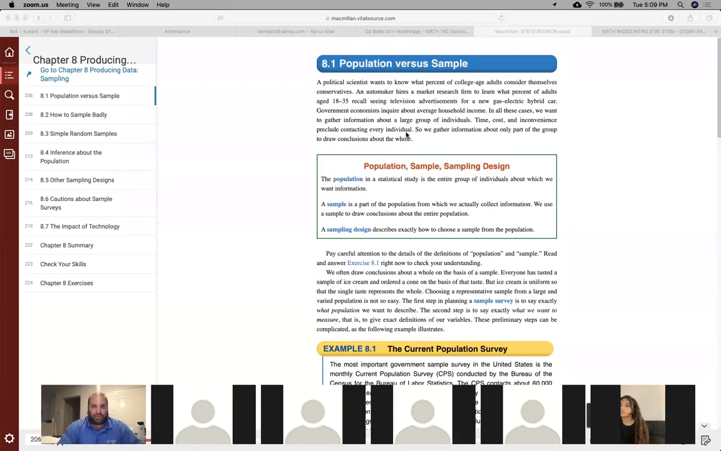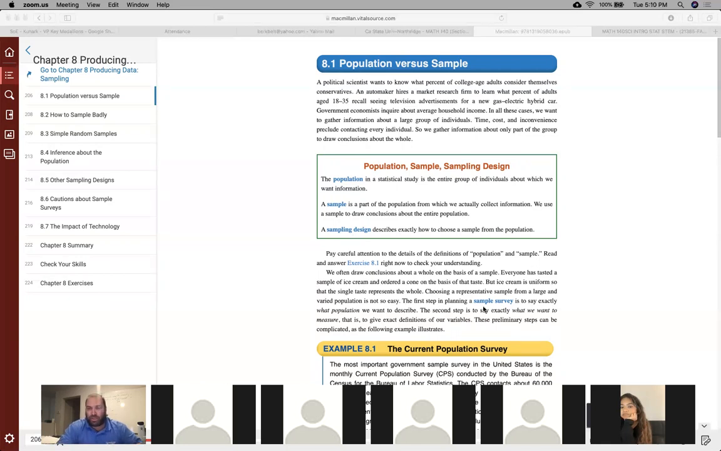So we can all see this: population versus sample. A population is the entire group of individuals about which we want information, whereas a sample is part of the population from which we actually collect the information. We use a sample to draw conclusions about the entire population. This is the core of statistics. A sampling design describes exactly how you're going to choose a sample from the population.